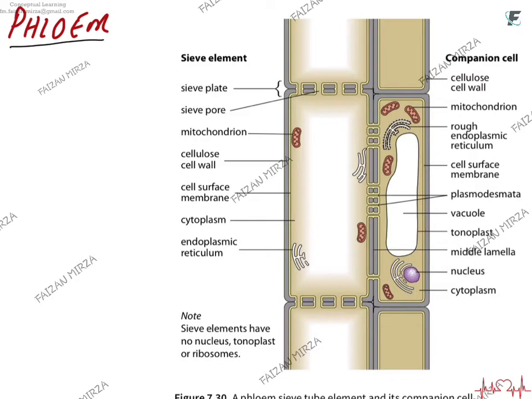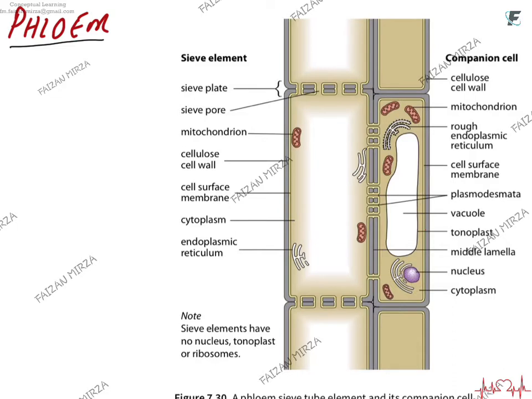So in phloem, there is a sieve element and a companion cell, one for one. So if there is a sieve element, there will be a companion cell for it. The companion cell, as the name suggests, is a companion for the sieve element. So sieve element is the main cell through which the transportation will be occurring of the sucrose and the assimilates. And the companion cell will provide all the necessary companionship which is required for this process.